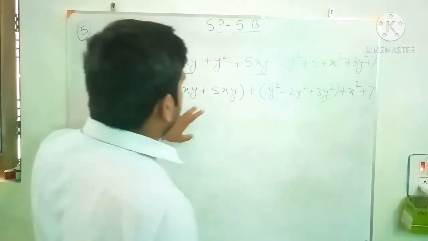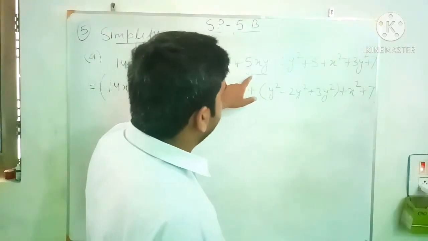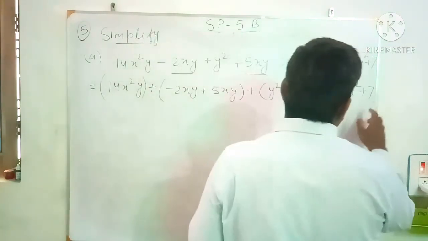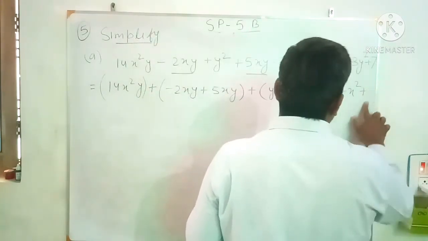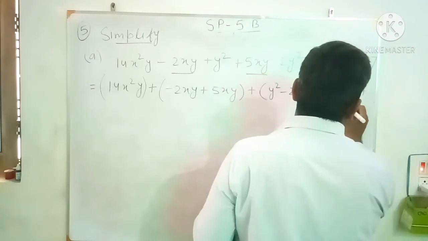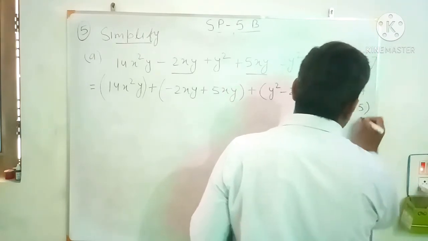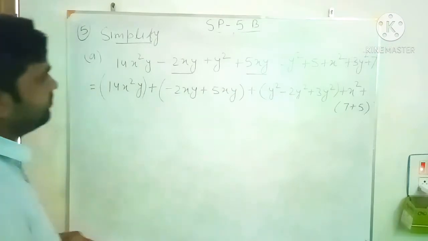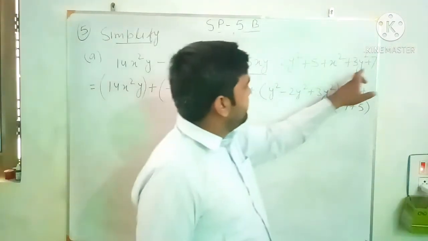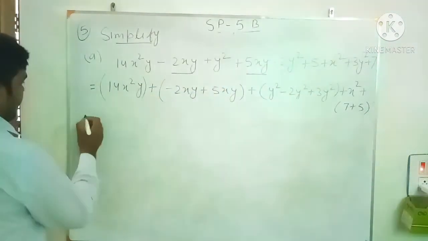So we have created a y square group, an xy group. Two constants are there, 7 plus 5, so we make a group of the constant terms 7 plus 5. Now nine terms are there, and here two constant terms are there. Now we add all the like terms.